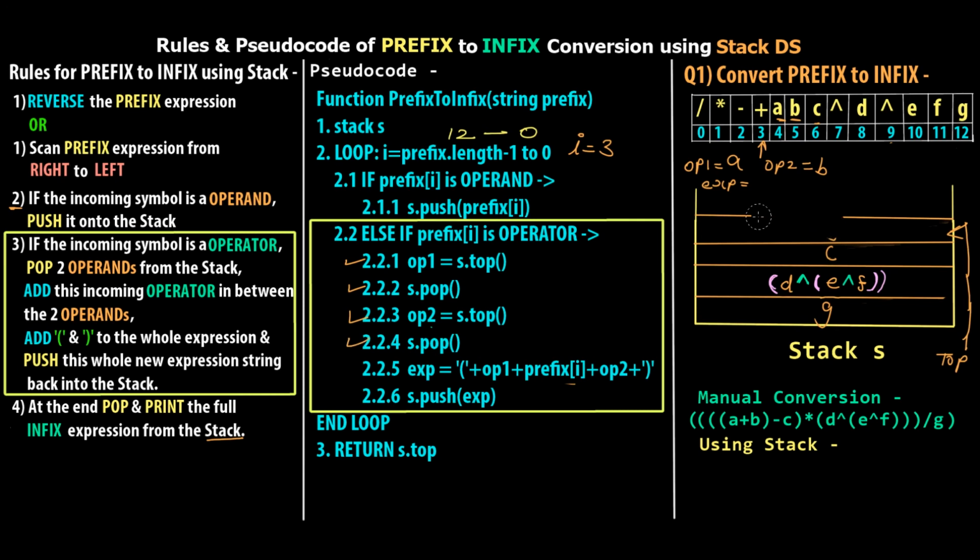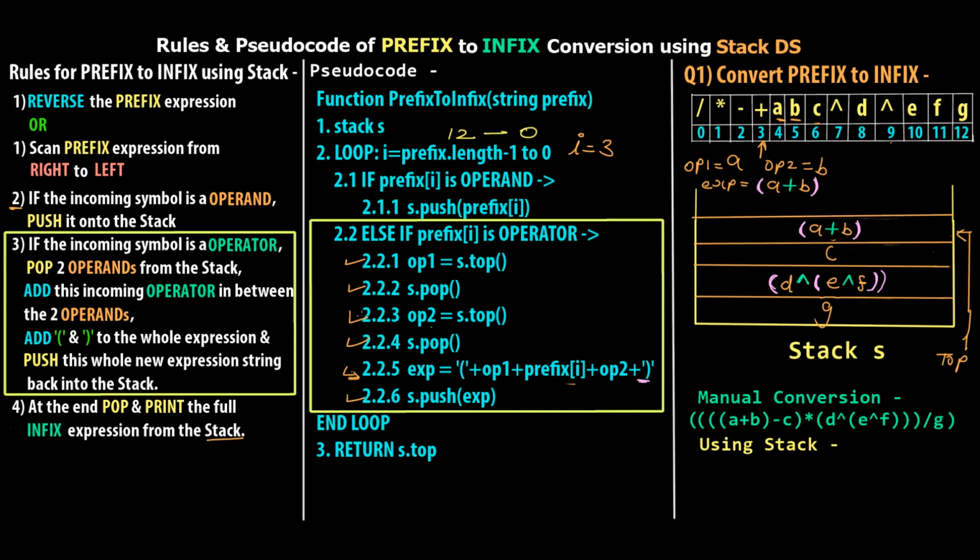Let's remove B from top of the stack. So what is currently top of the stack? It is C. At 2.2.5 we form this expression. We say exp is equal to opening bracket. Let's write opening bracket. Then we have OP1. What is OP1? OP1 is A. Then we have prefix of I. What is prefix of I currently? It is plus sign. So let me write plus over here. Then we have OP2. What is OP2? OP2 is B. And then we have an extra closing bracket, which is this one. So we formed the exp, that is the expression. Simply take this expression and push it onto the stack. That's how you do it. This becomes the new top of the stack. So this is also done.